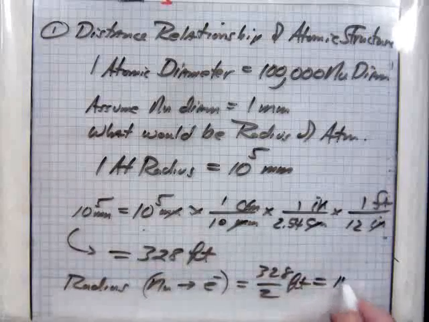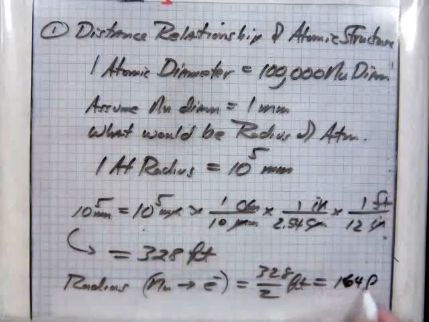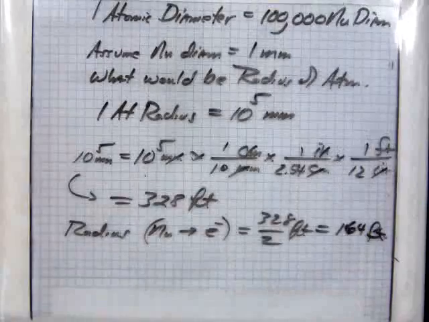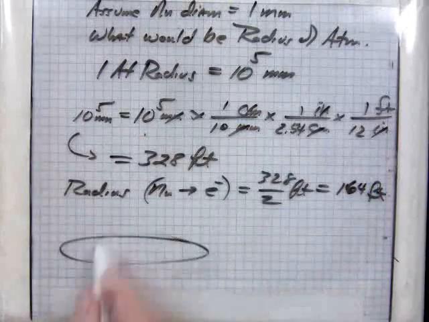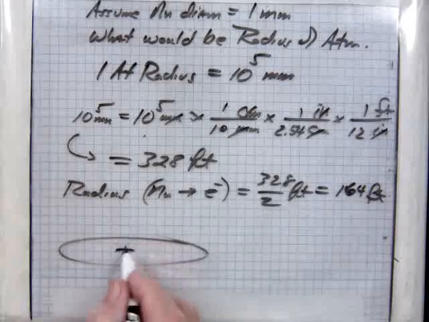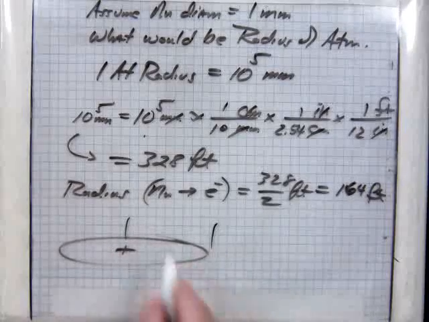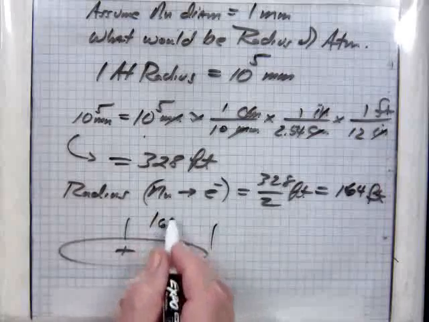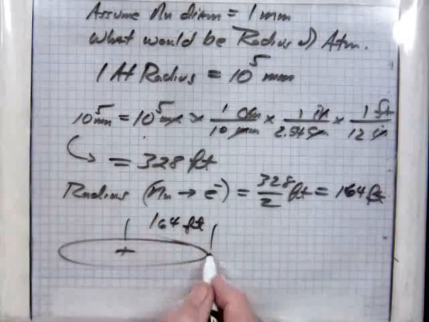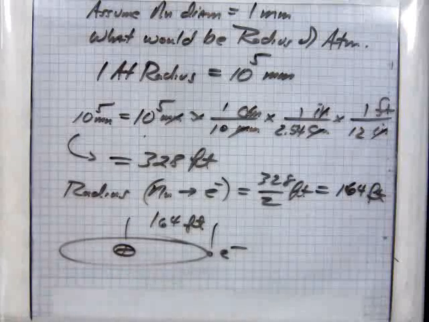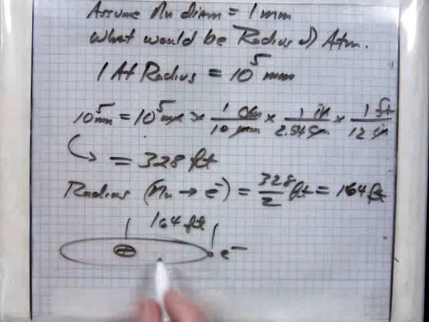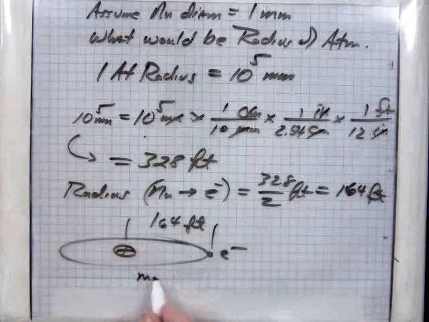So that's 164 feet. What you're looking at is trying to describe something to somebody. You have this positive nucleus, and from here to here is 164 feet, and you have the electron, and then of course your nucleus right there. Well, what's between this? Mostly space.